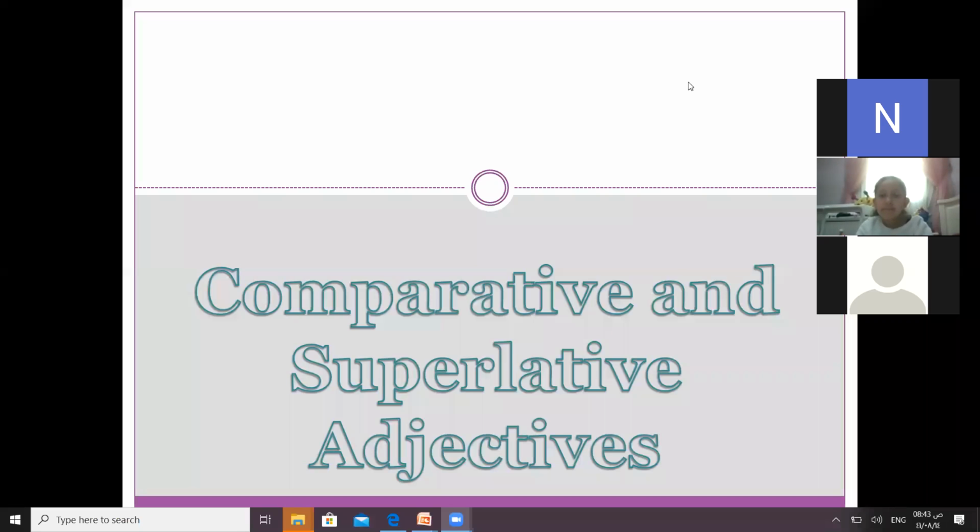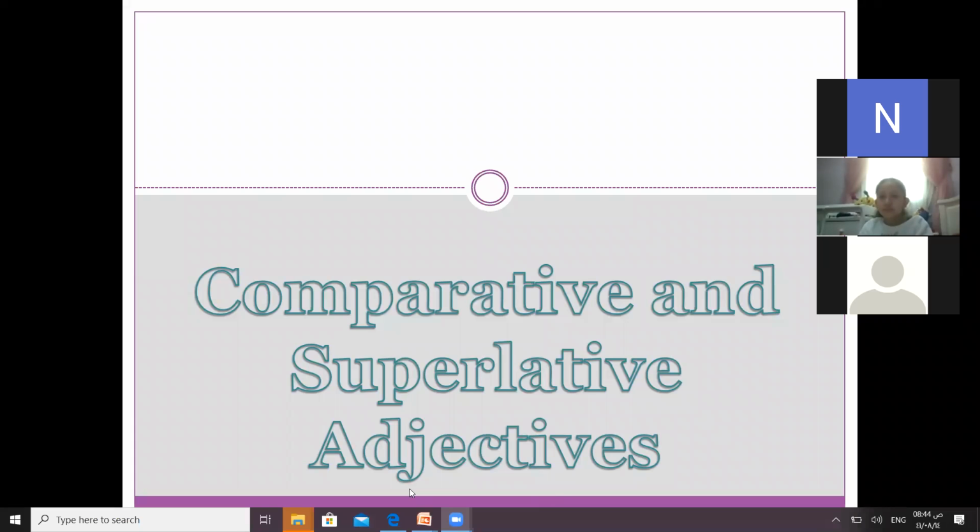Our lesson is comparative and superlative adjectives. Remember when we took the adjective lesson, we said that the adjective is a word that describes a noun. Remember, for example, the tall girl or the green door, we are describing a noun.